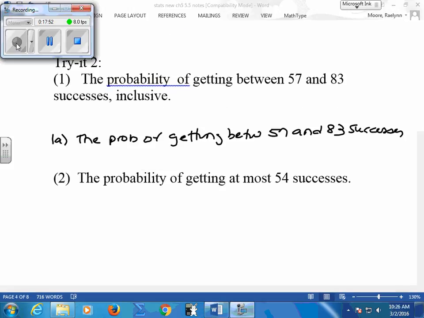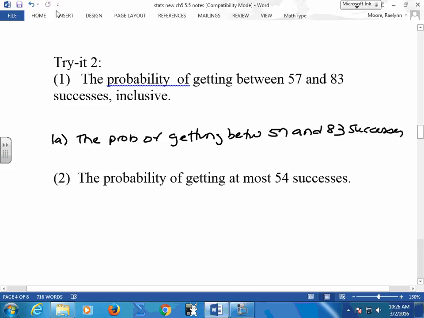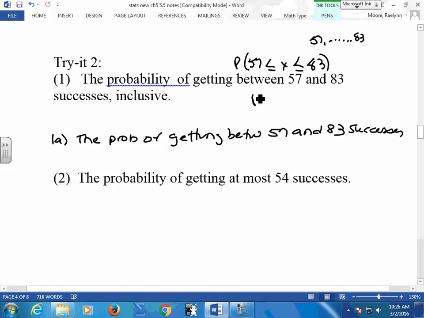Set me up the original. All right, so the first one. My original probability statement is what? We can start with 57. Okay, less than or equal to because why? It's inclusive. So start like this. I started 57, dot, dot, dot, dot, dot. I ended 83. What's my corrected statement?